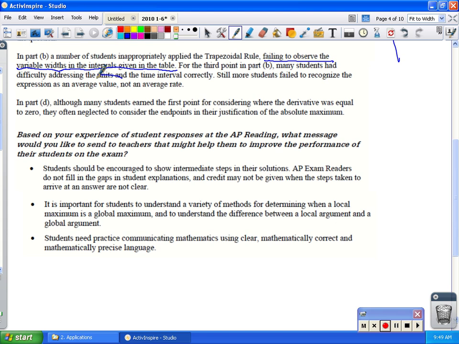Average value. They forgot to divide. When you average your grades, you divide by the number of grades. In part D, many students earned the first point for considering whether the derivative was equal to 0. They often neglected to consider the end points.